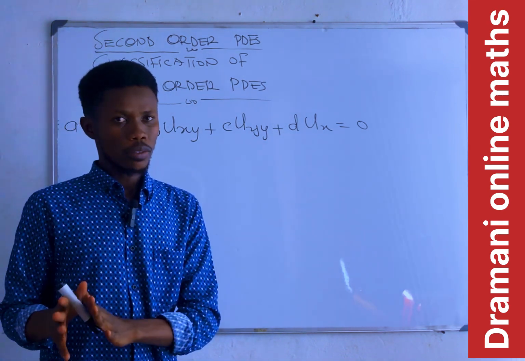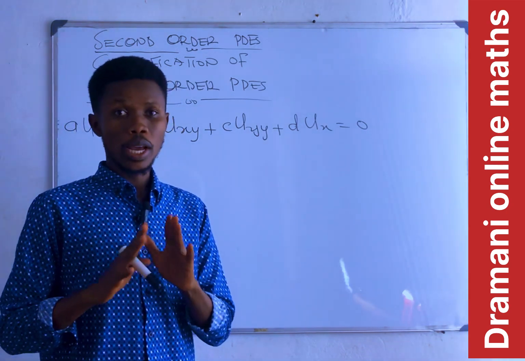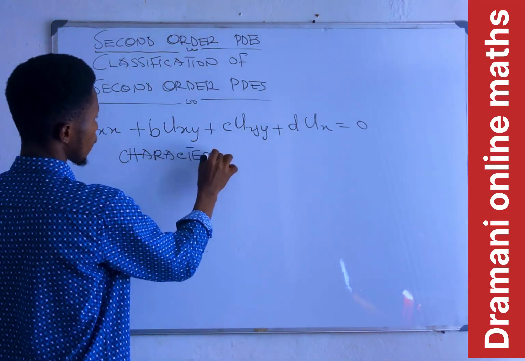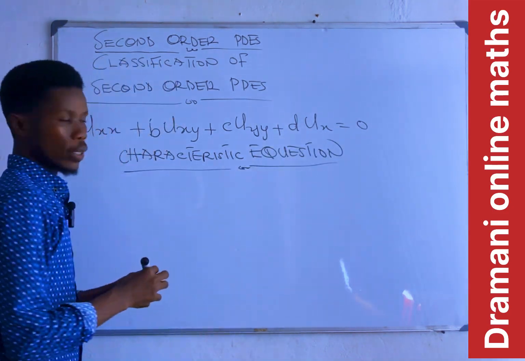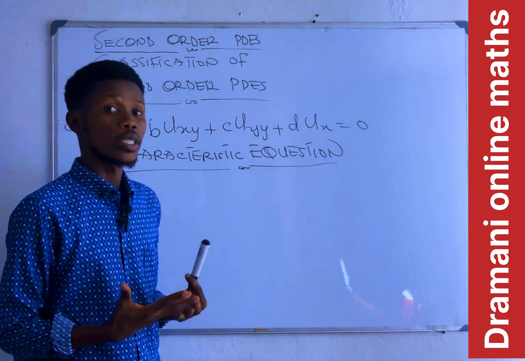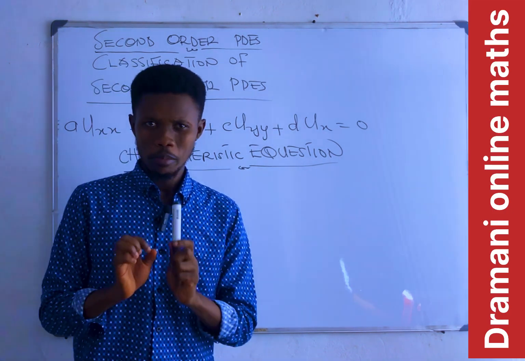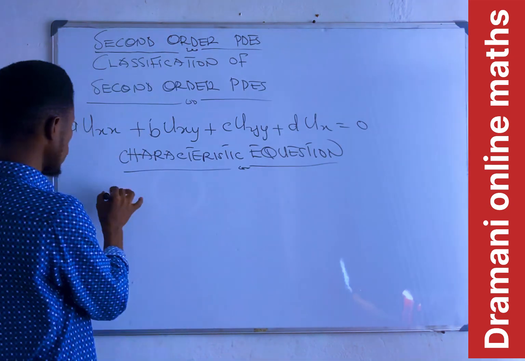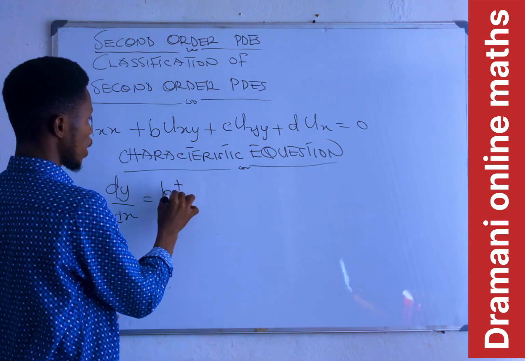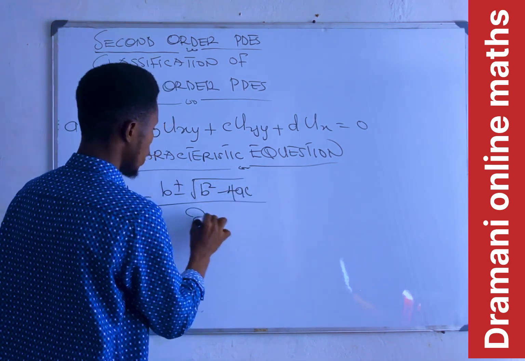Now, before we look at the classification of partial differential equations, first I want us to look at a nice equation called the characteristics equation for the second order partial differential equation. If I write it, some of you may think that you have seen it before, but there's a little difference there. So dy/dx equals b plus or minus the square root of b squared minus 4ac, all divided by 2a.